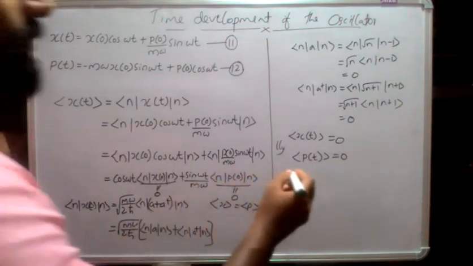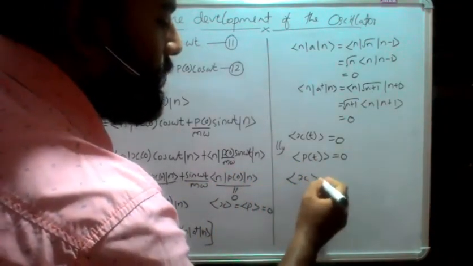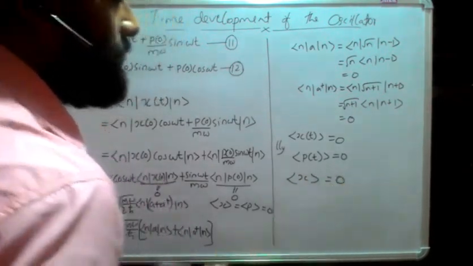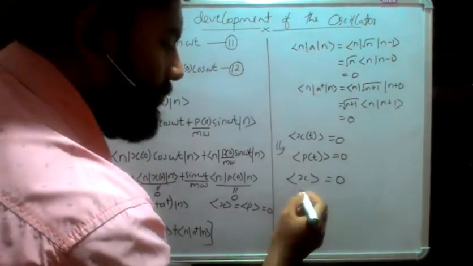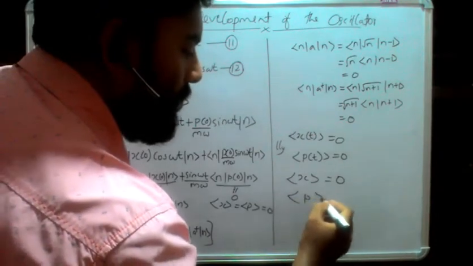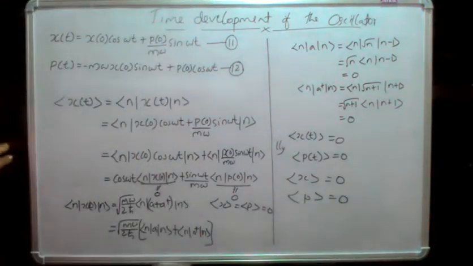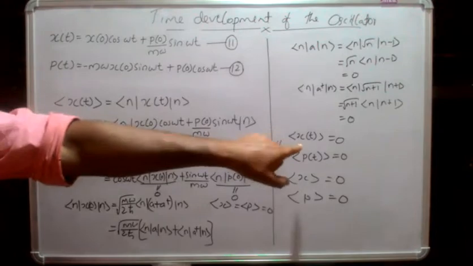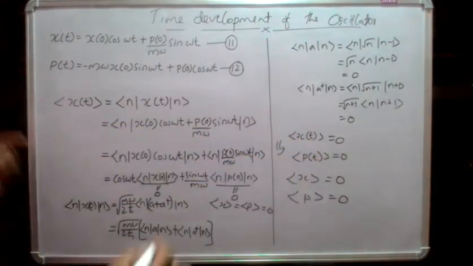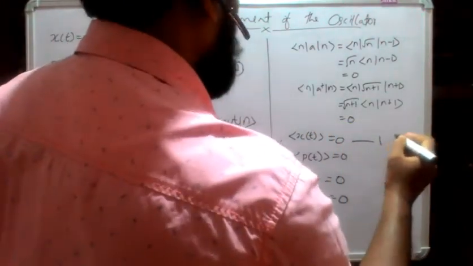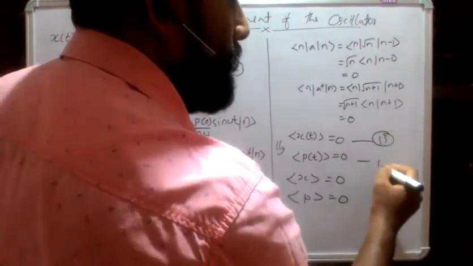And we know if the operator is independent of time, the expectation value we got is equal to 0, and for the momentum operator also we obtained the expectation value equal to 0. And from these two equations, this is equation 13 and this is equation 14.